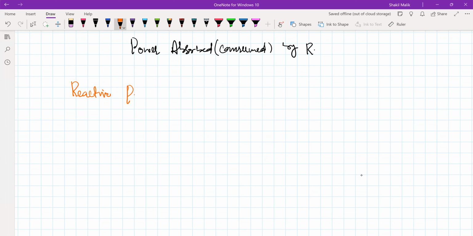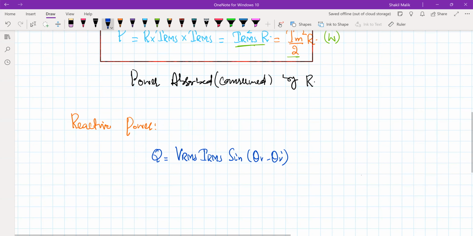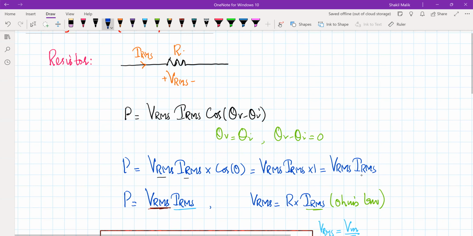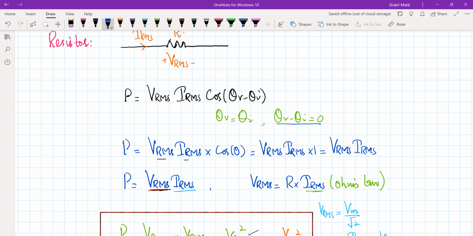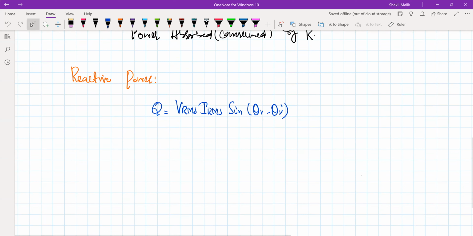So reactive power is denoted by the capital letter Q, and it is given by VRMS, IRMS times sine of (theta V minus theta I). Okay, so what is the phase difference between voltage and current? You can see the phase difference. Putting theta V minus theta I equal to 0, sine of 0 is 0. That means Q for a resistor is 0. This is very, very important.